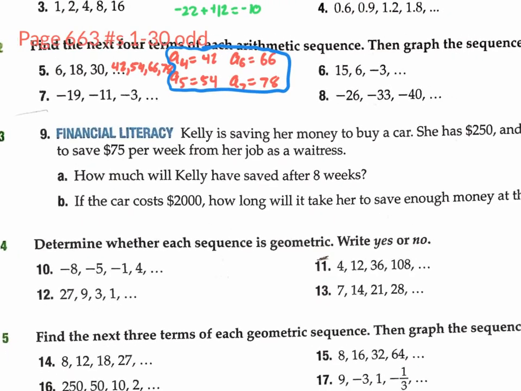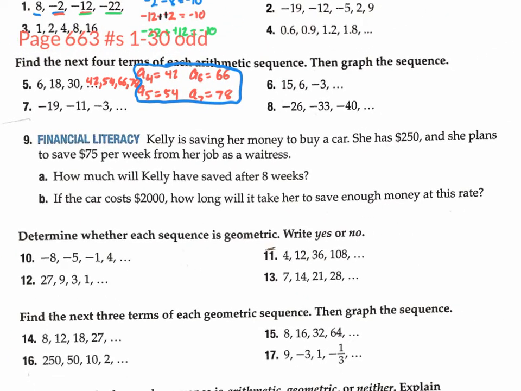I'll do number 9 since we didn't go over any word problem examples. Let's think about this. It says Kelly's saving her money to buy a car. She has $250. She plans to save $75 per week from her job as a waitress. How much will Kelly save after 8 weeks? All right, so let's first start by converting this word problem into an actual list of numbers. So what is the first number on your list of this arithmetic sequence? She starts with $250, okay? And then after 1 week passes, what happens? Well, she has $75 more that she's going to save into this account.